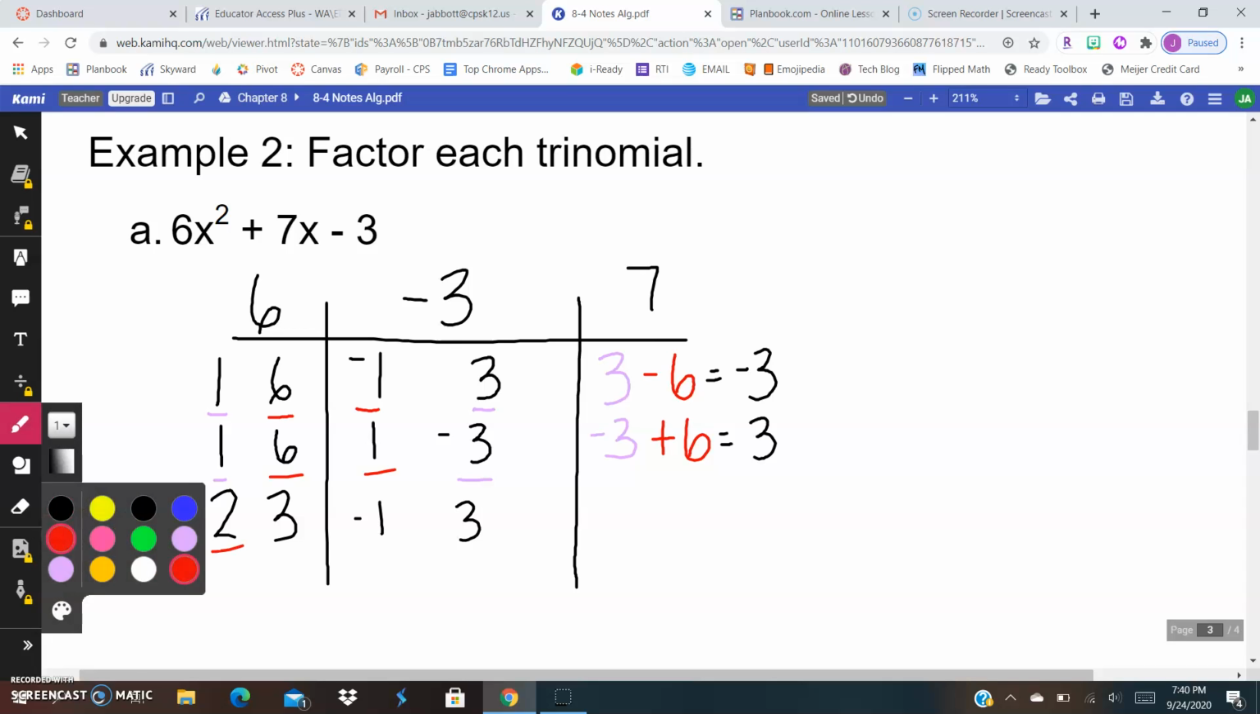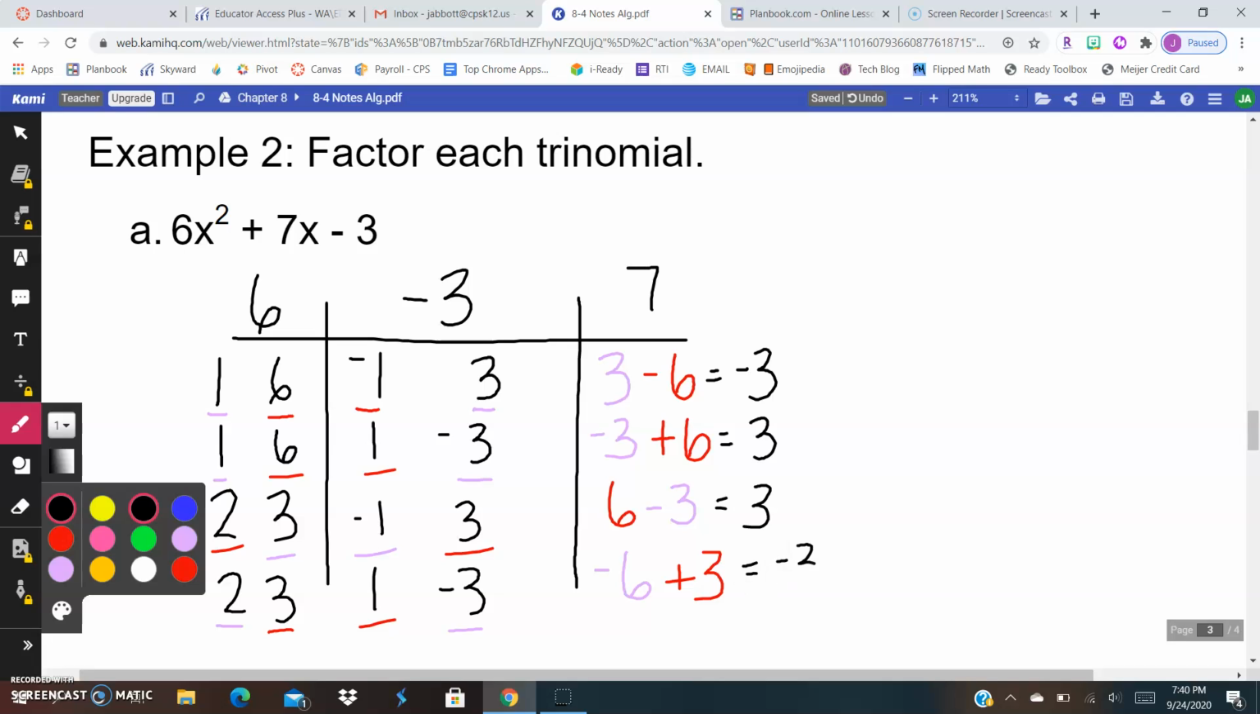So outer, 2 times 3 is 6. And the inner, 3 times negative 1 is negative 3. And we have 6 minus 3, that's 3. 2 and 3 and maybe 1 and negative 3. Outside is 2 times negative 3, so that's a negative 6. And inside is 3 times 1, so that's a positive 3. Negative 6 plus 3 would give us negative 3.